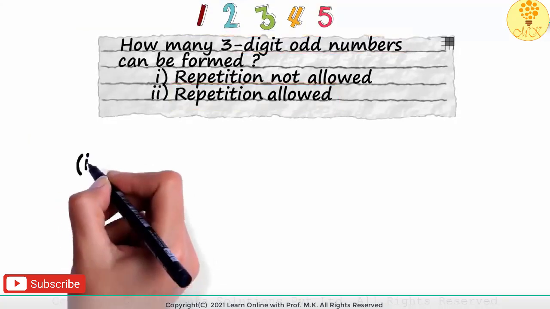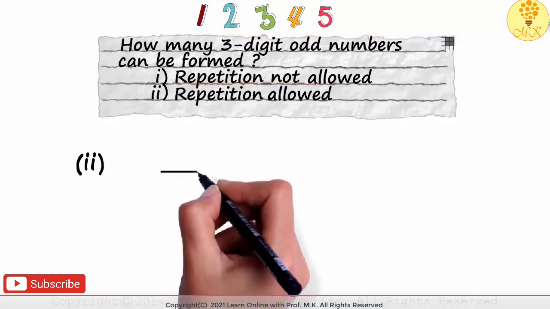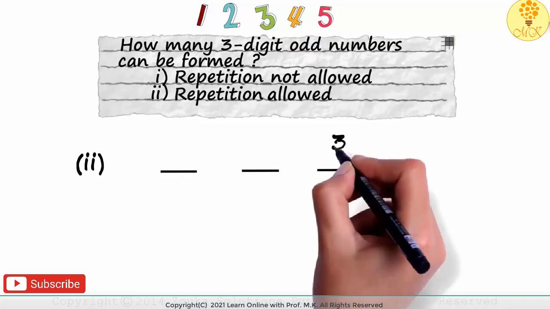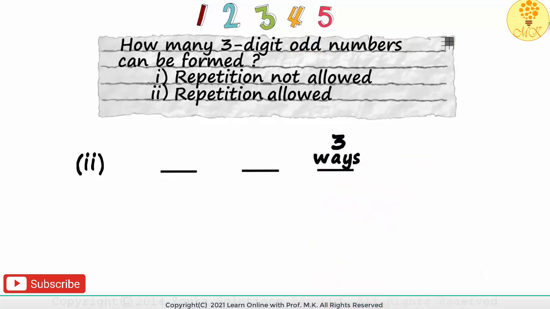Okay, let's solve the second part. We are talking about 3-digit numbers here and they have to be odd. Let's start with the condition. In how many ways can we fill the units digit? As the number has to be odd, we can fill the units digit with either a 1 or a 3 or a 5. 3 ways in which the units digit can be filled. We are done with the condition.